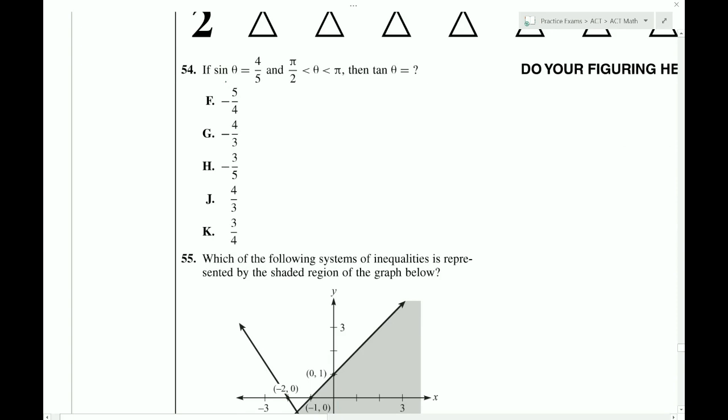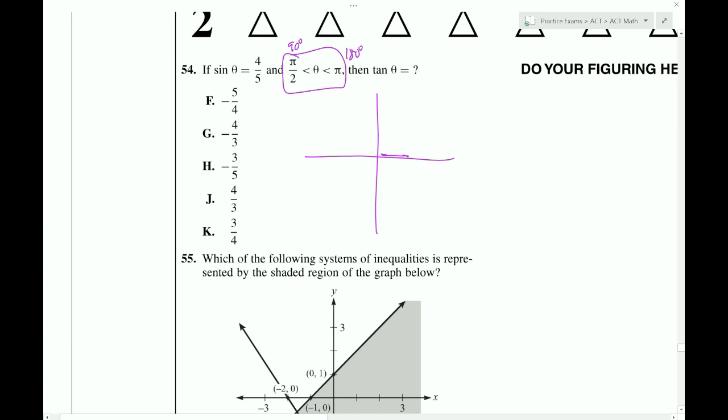Right, so if sine theta equals 4/5 and theta is between pi over 2 and pi, then tangent of theta is what? Okay, so what is this telling us? Well, basically, pi is 180 degrees, right? And half of that would be 90. So in degrees, it's telling us that the angle is between 90 and 180.